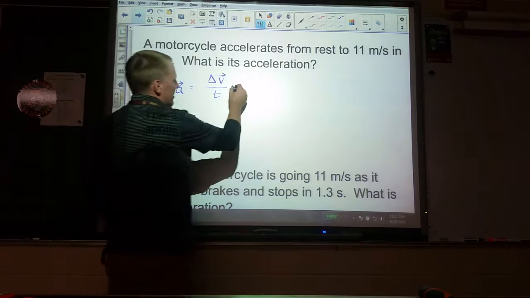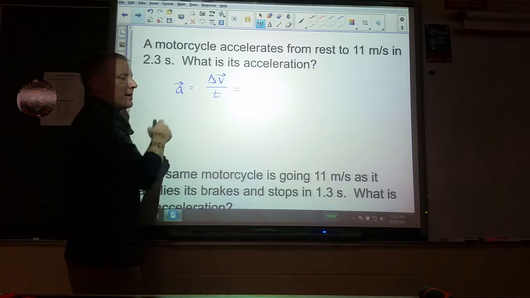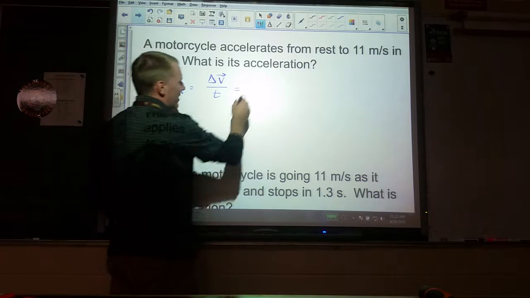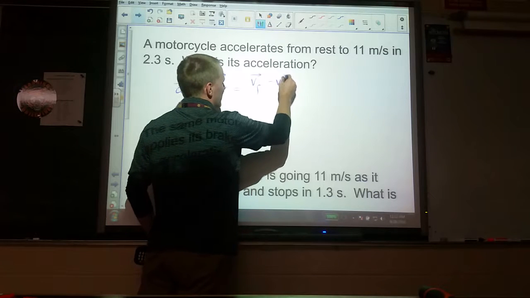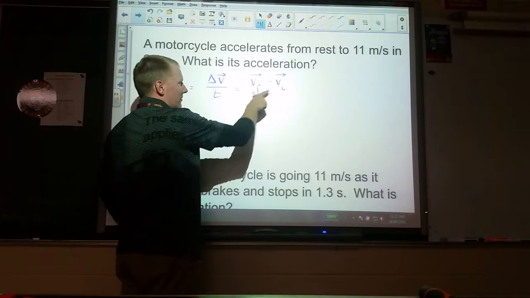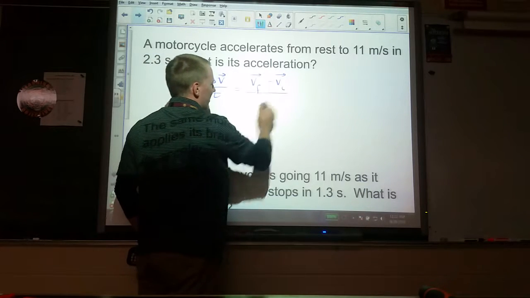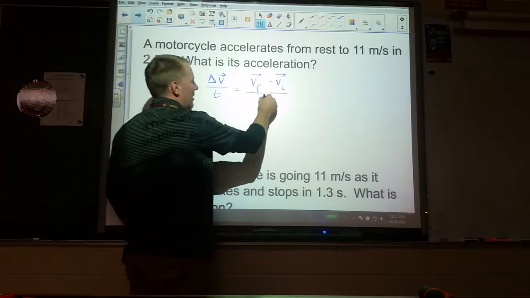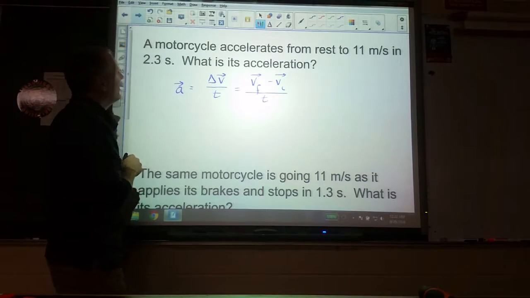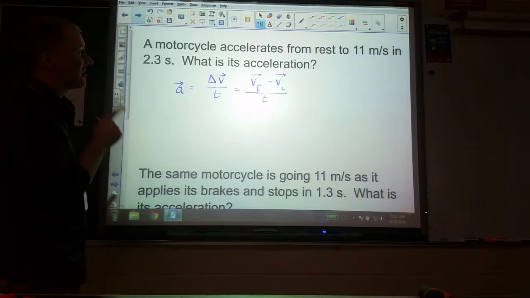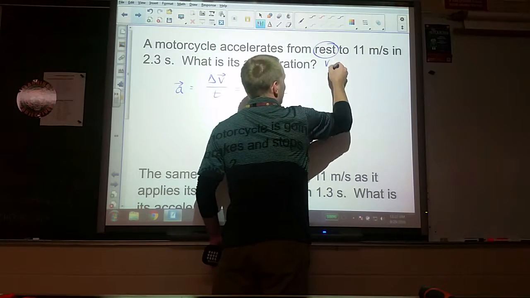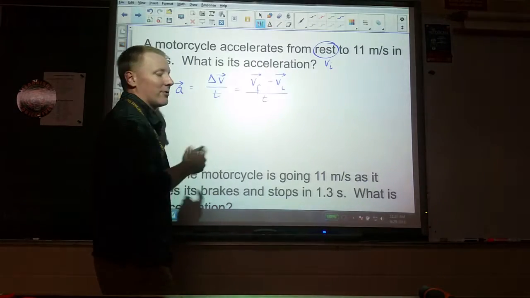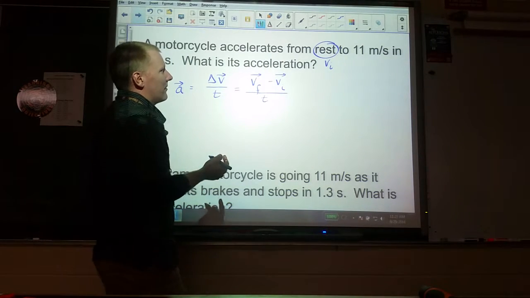In this calculation, it's often useful to, instead of writing delta v for this, just write out that we have a final velocity minus initial. That's what delta means. Final value minus initial value, in this case with velocity, over the amount of time going. Well, the motorcycle accelerates from rest. That means we're starting at rest. That is an indicator of our initial velocity. Rest means it's not moving, so its velocity is 0.